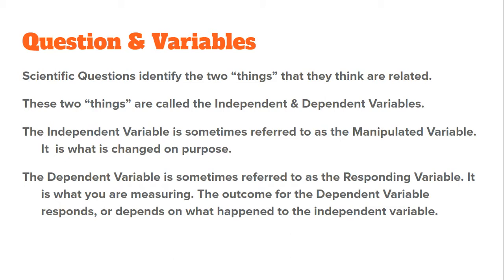This is what you're purposefully changing in your experiment from trial 1 to trial 2 to trial 3. It could be 2 things or 3 things that you're comparing as well to see how they perform on a set of tests. The dependent variable is sometimes thought of as the responding variable because it responds to what was changed in the independent variable. It's what you're measuring. This is something that you can quantify with numbers or qualify, describe. The outcome or what happens in the dependent variable, your measurements, responds or depends on what you did or what was changed about the independent variable.